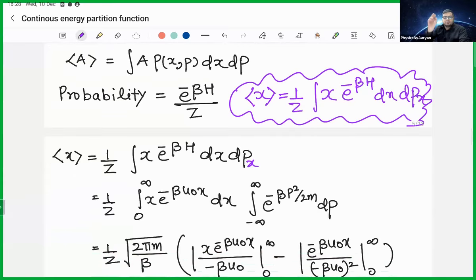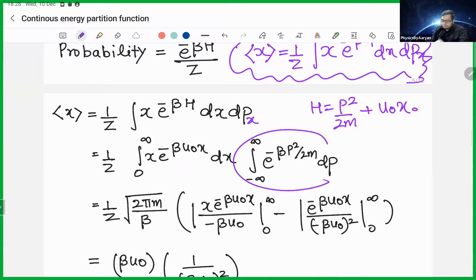Second logic: I need to split my exponential. Again I am splitting because my Hamiltonian is given by p square by 2m plus u naught x. So one will be e to the power minus beta u naught x and one will be e to the power minus beta p square by 2m. But now x will get multiplied because this x is here. I have memorized the integral of this, so that gives me 2 pi m by beta, and Z is already there. I have solved its integral here.